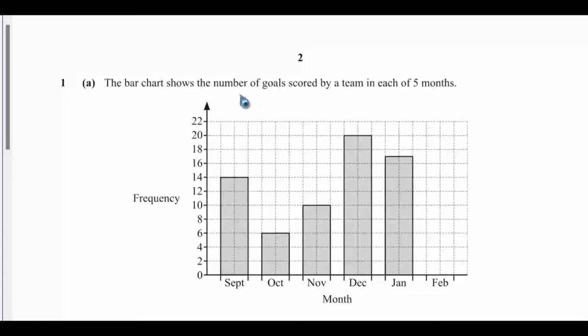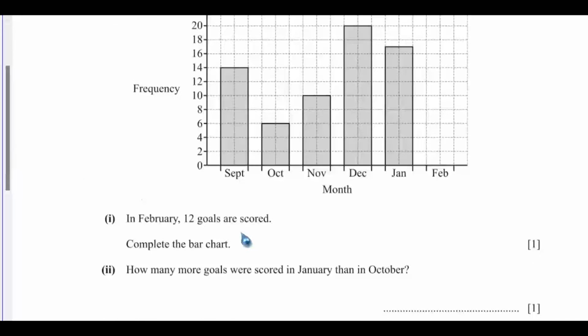The bar chart shows the number of goals scored by a team in each of 5 months. In February, 12 goals are scored. Complete the bar chart. So what you need to do here is to draw the bar here. Stop at 12, okay, so you complete it like this and you draw down. You also need to shade this. To do that, you can just start from somewhere here. Take your time to complete this very well.